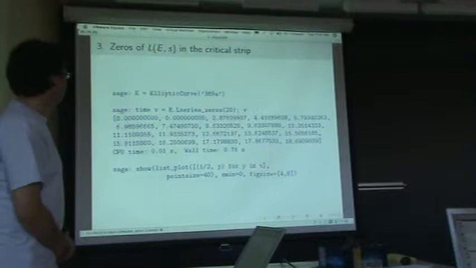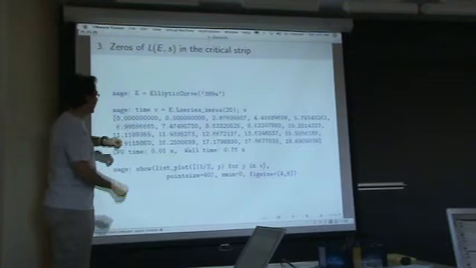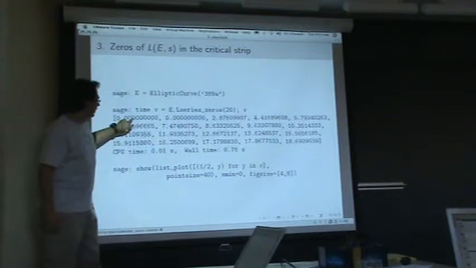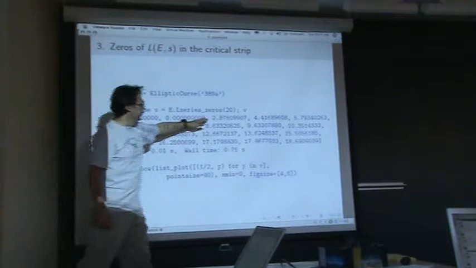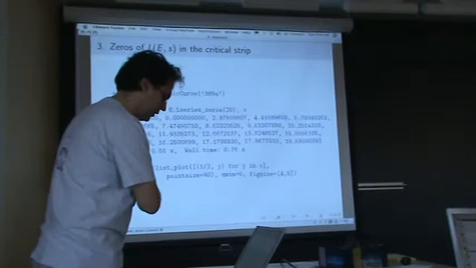Here's an example of computing the zeros. So take our elliptic curve of rank 2 and then compute the first 20 zeros in the critical strip. So these are the imaginary parts, the coefficient of i in 1/2 plus yi for each of the zeros. You can see there's a zero of order 2 at s equal to 1 because it's a curve of analytic rank 2. And then you have the next 18 zeros. You can see the total time to do the calculation is less than a second. It's not that long. And then we can draw a graph of this using the list plot command. And there you are. So these are the first 20 zeros of the L function of the elliptic curve.